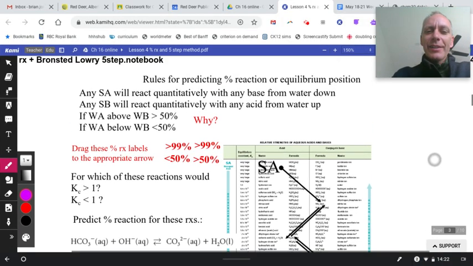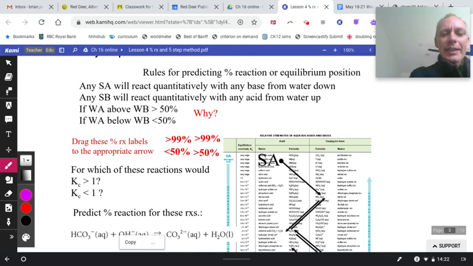Okay, everybody, last lesson for the week. And today's lesson is pretty straightforward. We're going to be using the table of relative strengths.